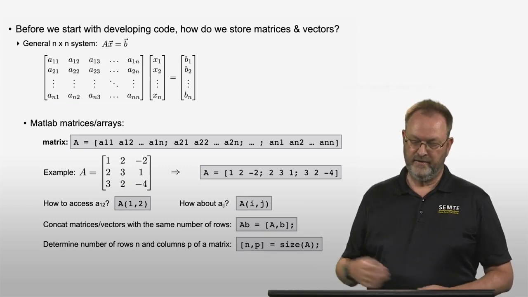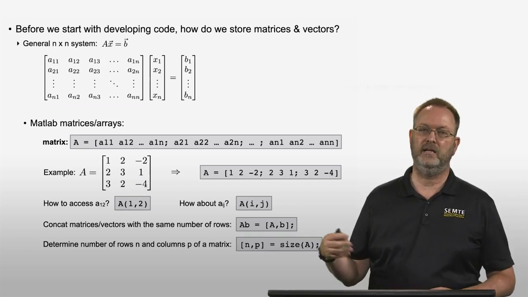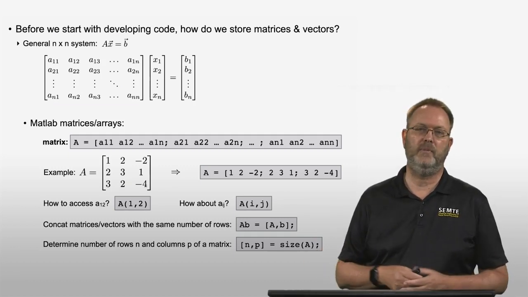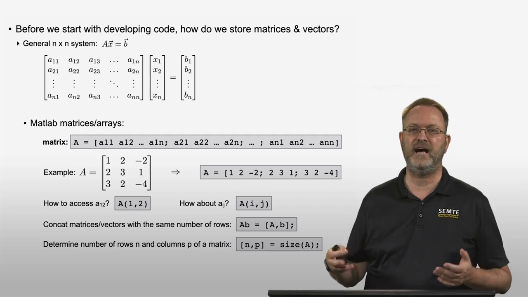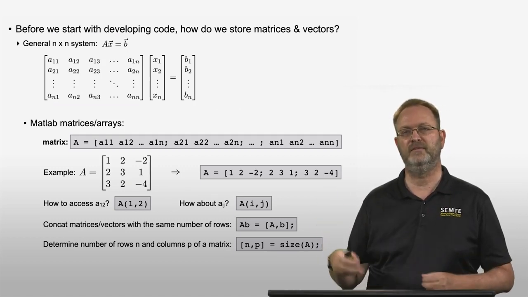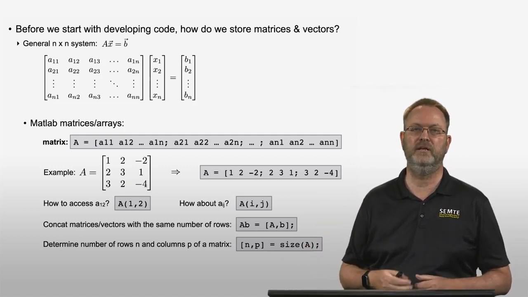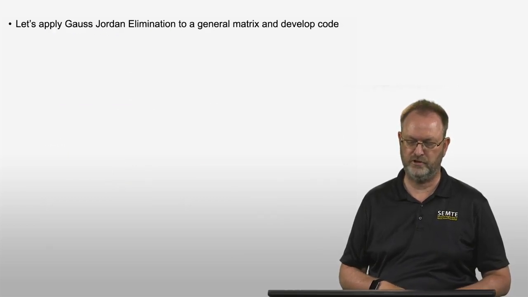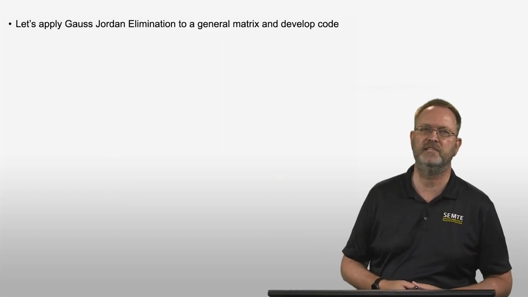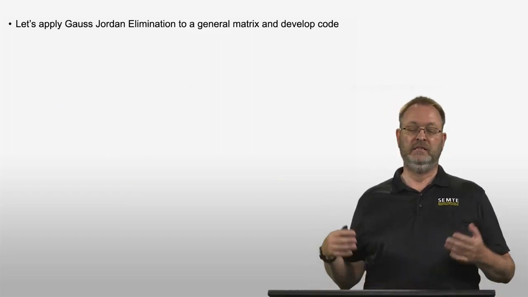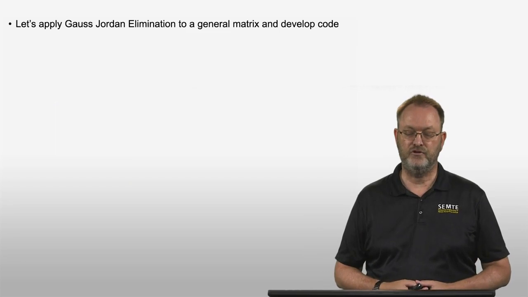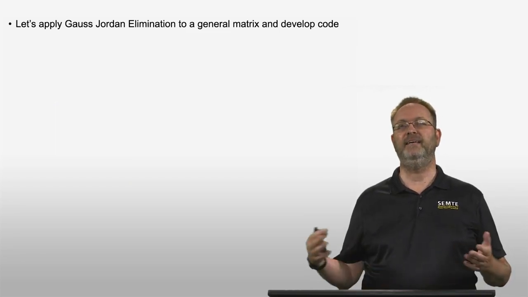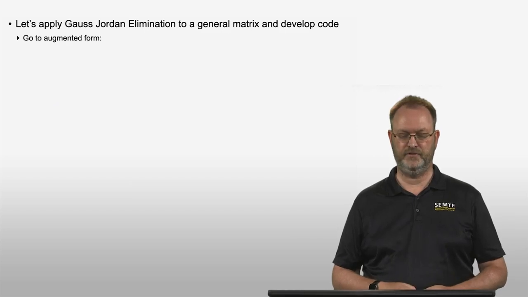Let's call little n the number of rows and little p the number of columns in the matrix. And then the MATLAB command to find these is just size, parentheses, and you pass in the matrix that you want to know the number of rows and the number of columns of. Good. So those are some of the code elements in MATLAB that we need to develop the Gauss-Jordan elimination algorithm that can be applied to any sized linear systems.